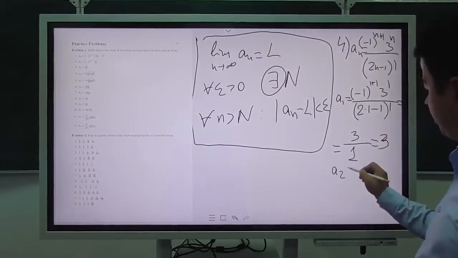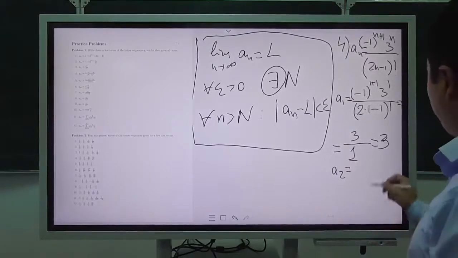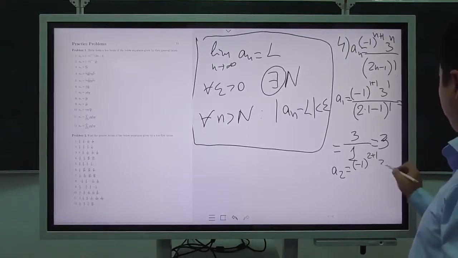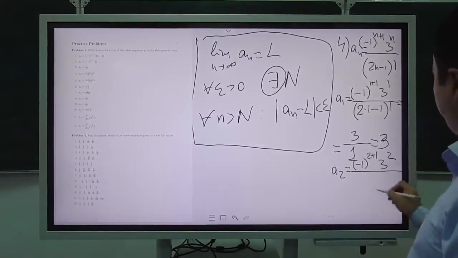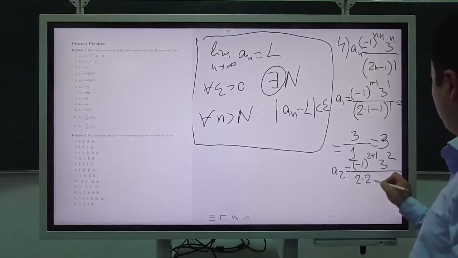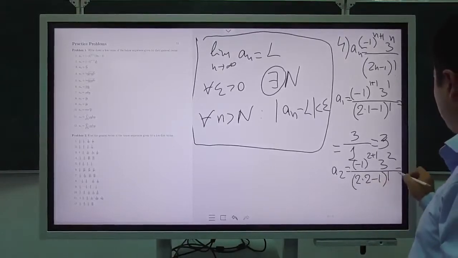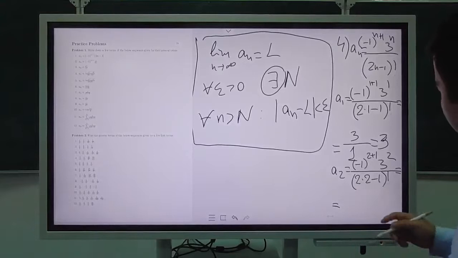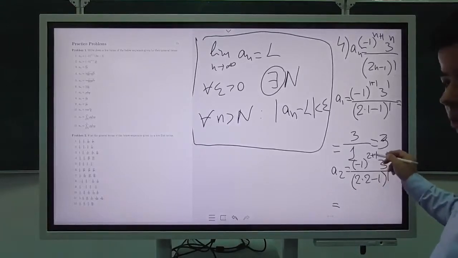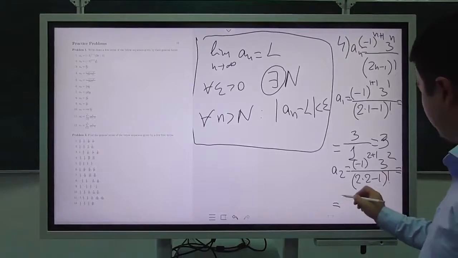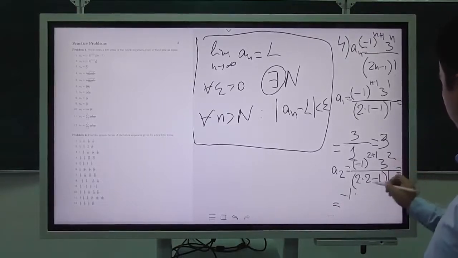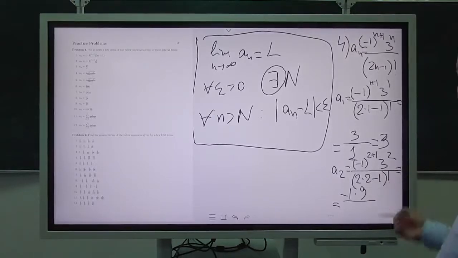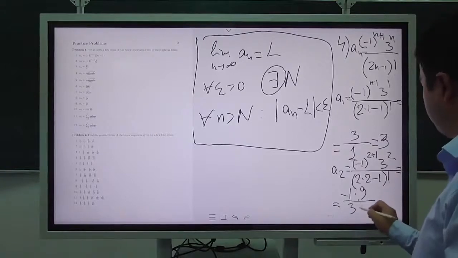Now, the next term, a2. Here again, minus 1 to the power of 2 plus 1, 3 to the power of 2, over 2 times 2 minus 1 factorial. So what do we get here? Minus 1 to the third power is negative 1, times 3 squared, which is 9, over 2 times 2, which is 4, 4 minus 1 is 3, 3 factorial.